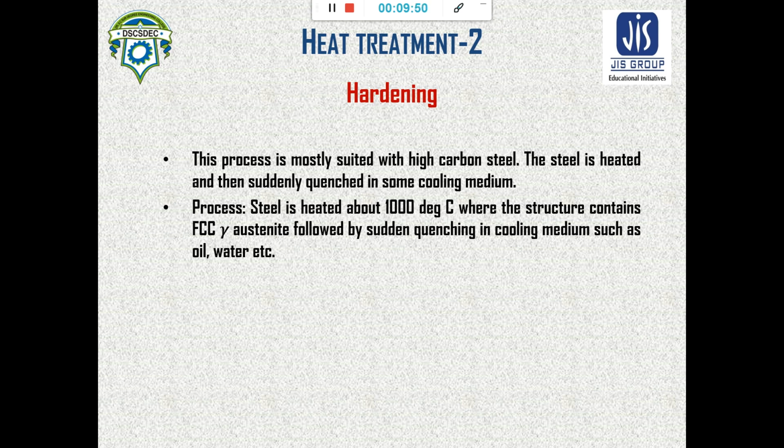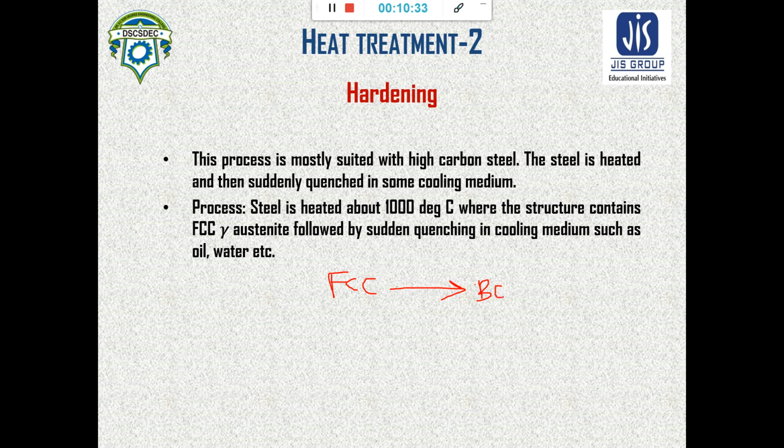Now the process is done by heating the steel to about 1000 degrees Celsius, where the structure has only FCC, austenite, followed by sudden quenching in a cooling medium, that is water or oil. When we quench the FCC into water, what happens? Due to the temperature difference, the FCC material will try to change to BCC.